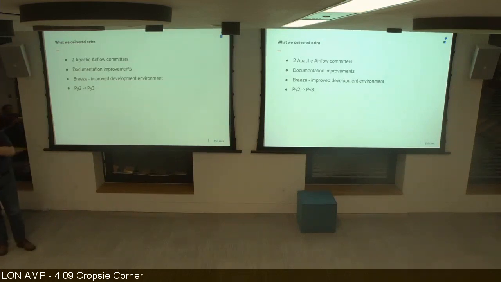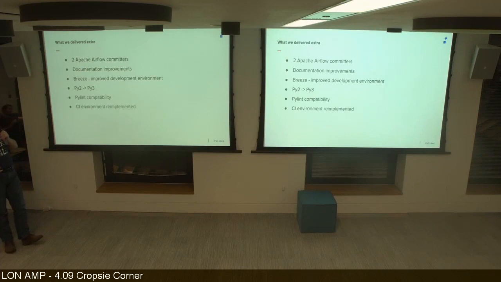We also took a very active part in migrating from Python 2 to Python 3, as Ash mentioned too. Python 2 is dying, and that's good. We also work on a number of things that improve the general code base quality, like pylint compatibility. During the Breeze development, I re-implemented the whole CI environment, the continuous integration environment we run on Travis.